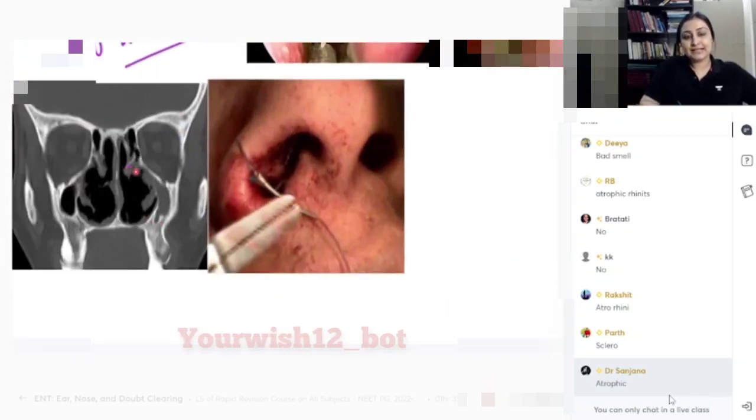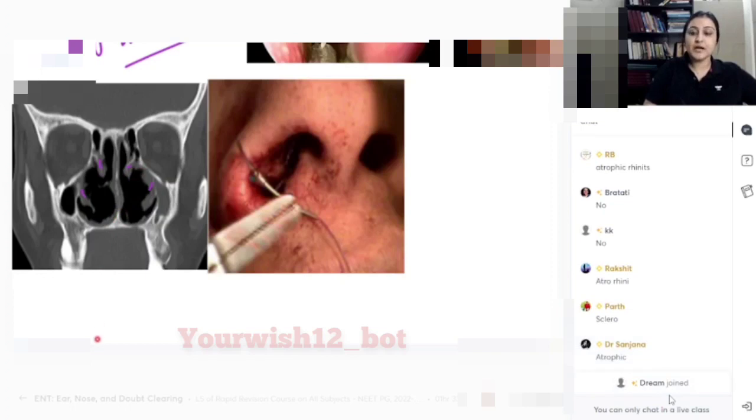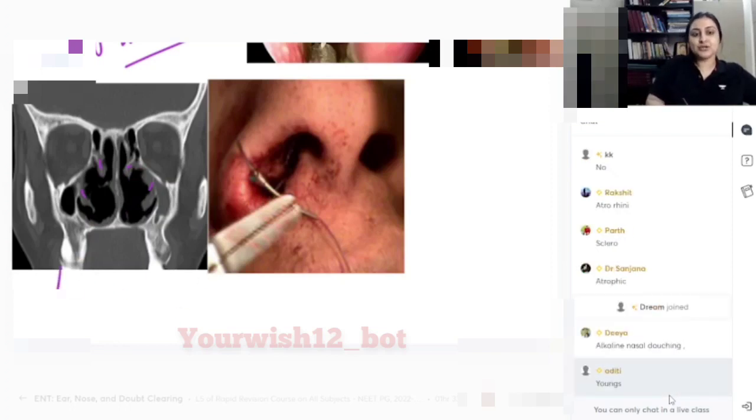CT में you will find that the cavities are very roomy. Look at all the turbinates and everything has become so atrophic, right? That is what the term suggests. So merciful anosmia. Treatment क्या है? So you want to make the roomy cavities less roomy? Yes, very nice. So when they ask for treatment first, it's what Dia has said.